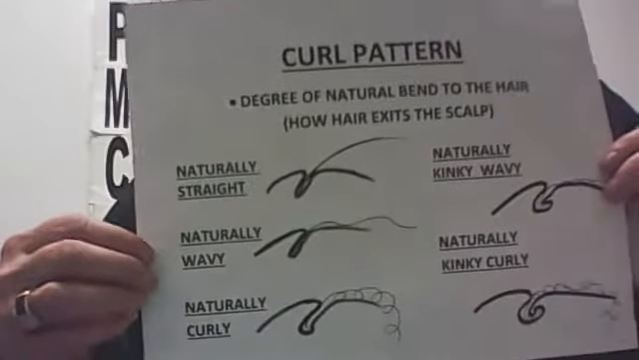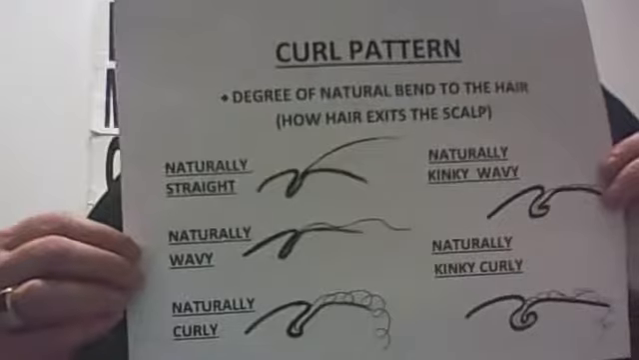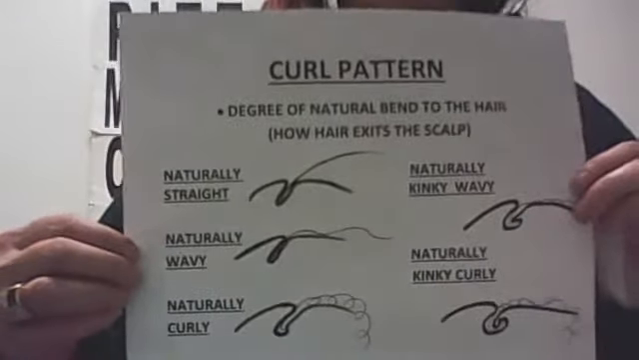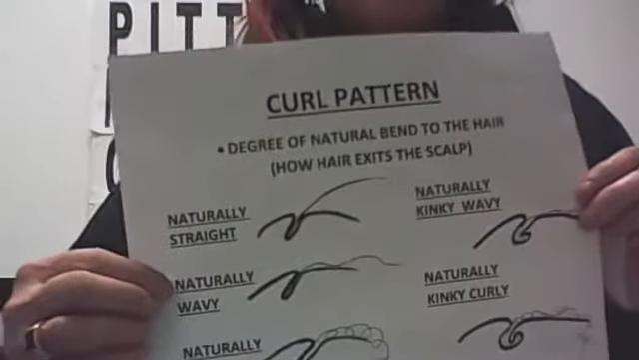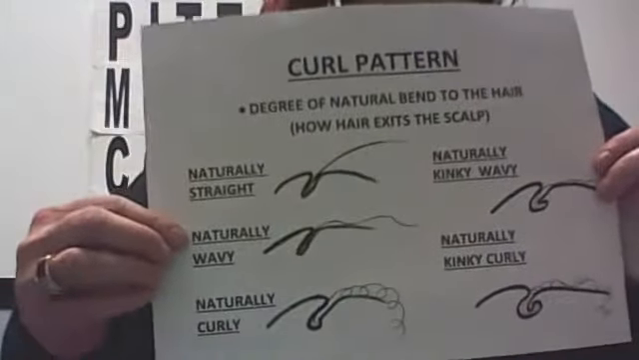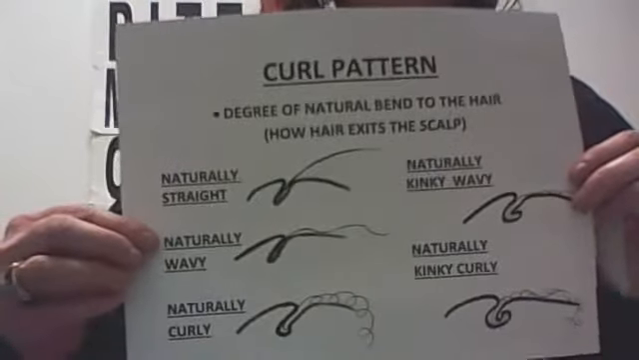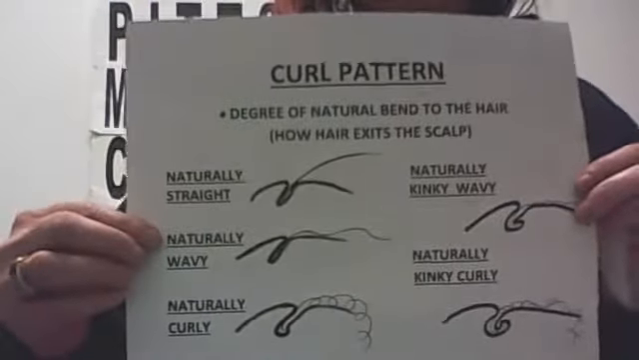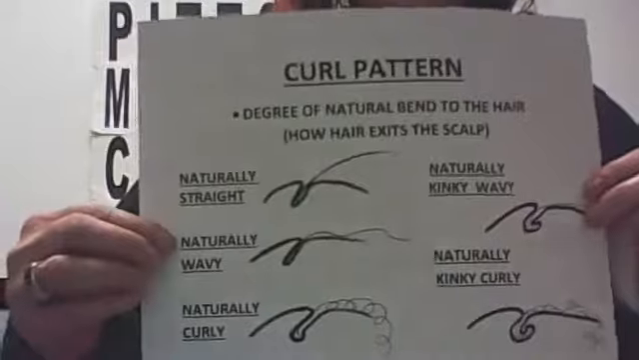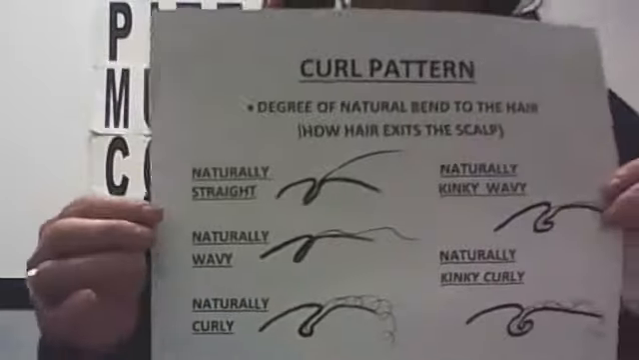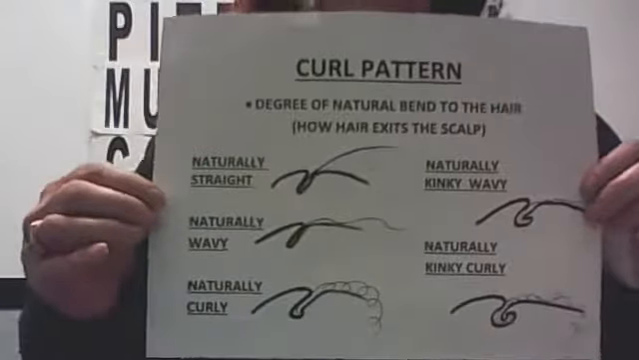Naturally kinky curly hair exits the scalp with an immediate bend, and then it forms very tight, small curls along the strand. Naturally kinky wavy hair almost does the same thing. It makes a bend when it comes out of the scalp immediately, but instead of forming loops, it forms small crimps. You won't see the very tiny little curls that you sometimes get around the hairline when you're dealing with naturally kinky curly hair. So there's a difference in all of those.